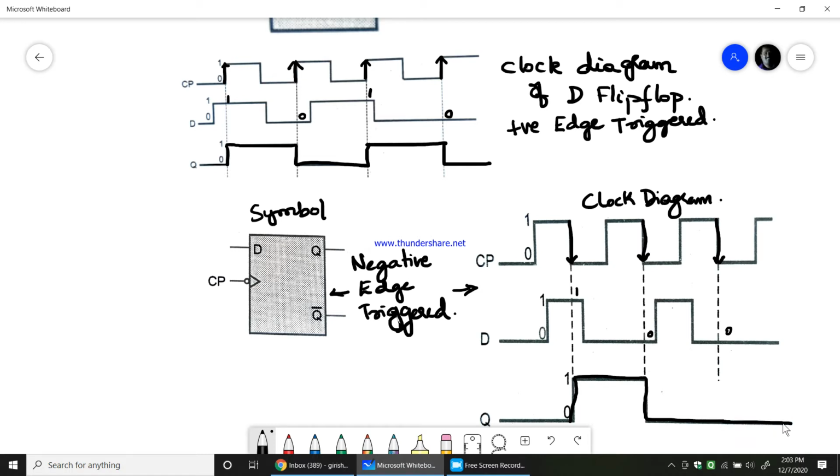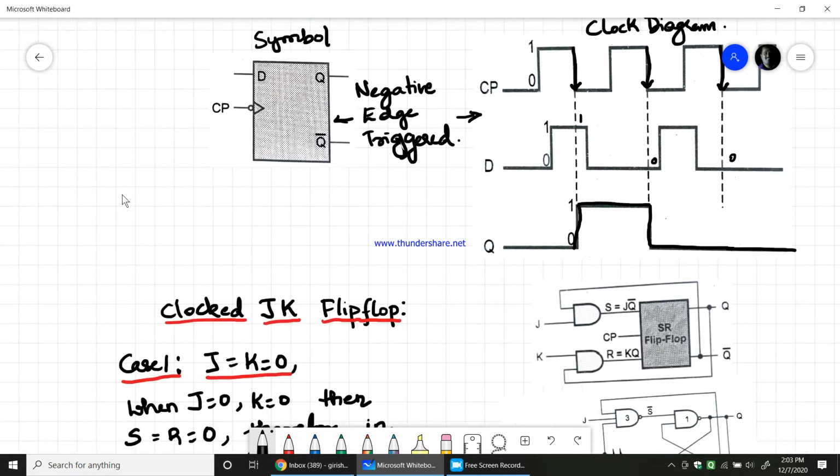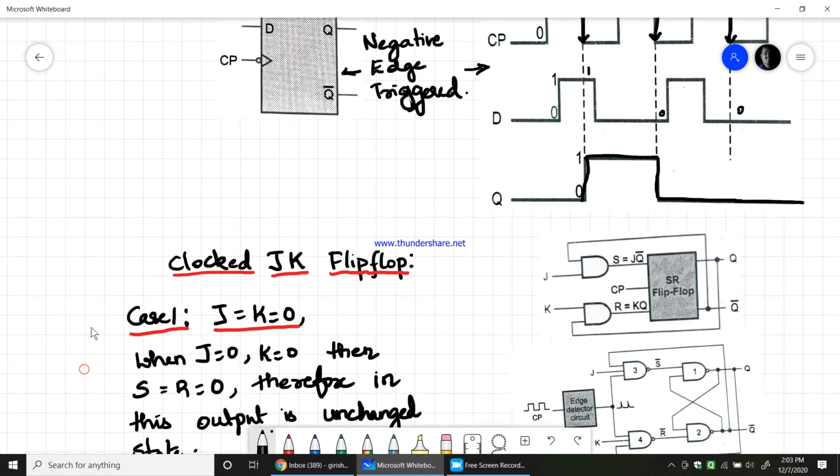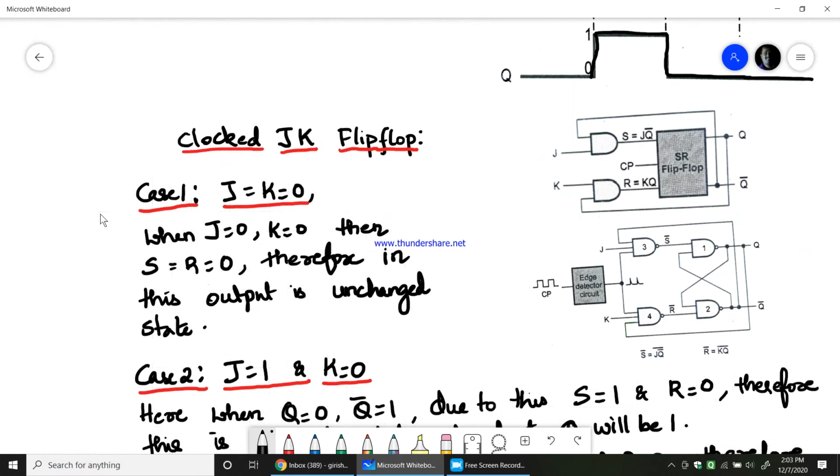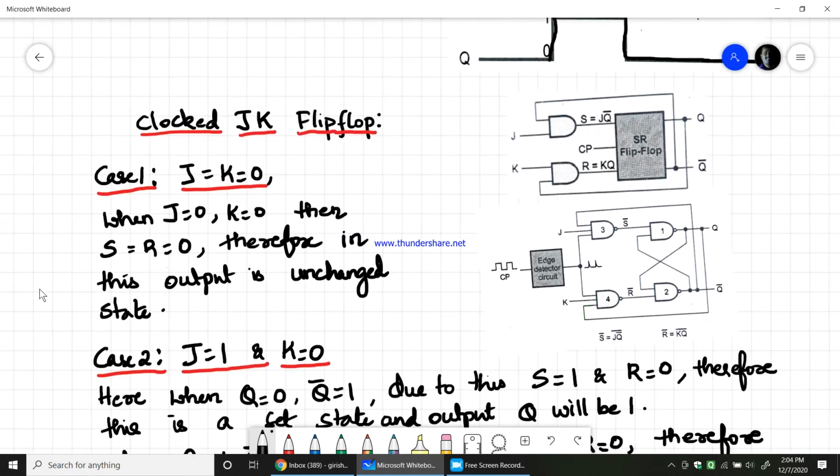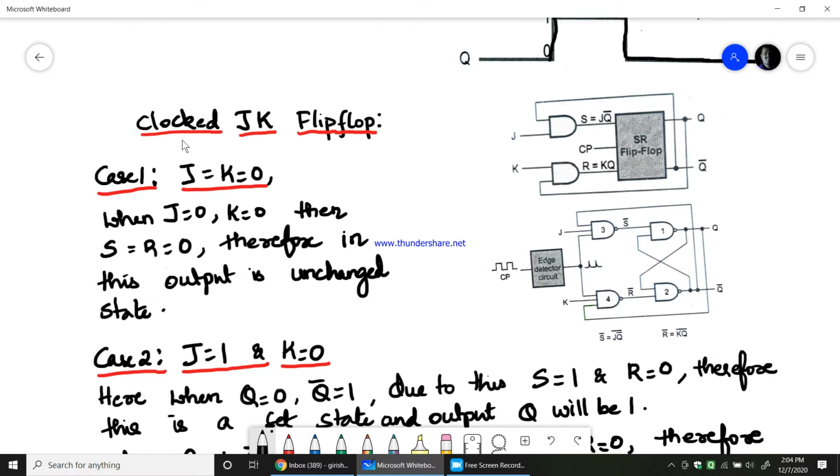So this is the D flip-flop. When D equals 0, output equals 0. When D equals 1, the output equals 1. Now let us learn a very important flip-flop, which is the JK flip-flop, the clocked JK flip-flop.